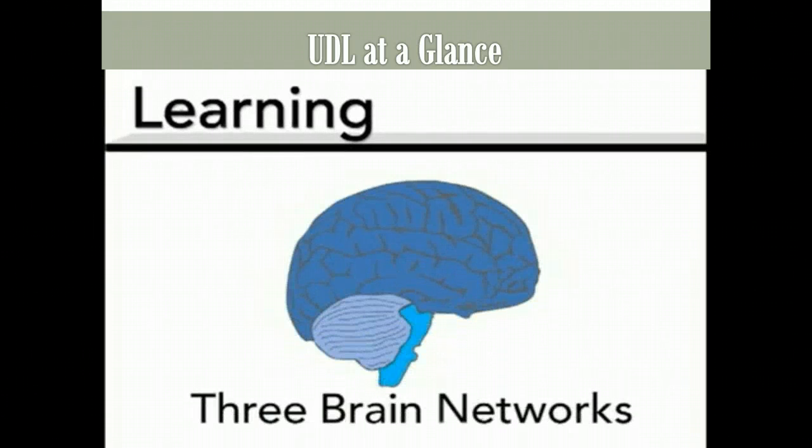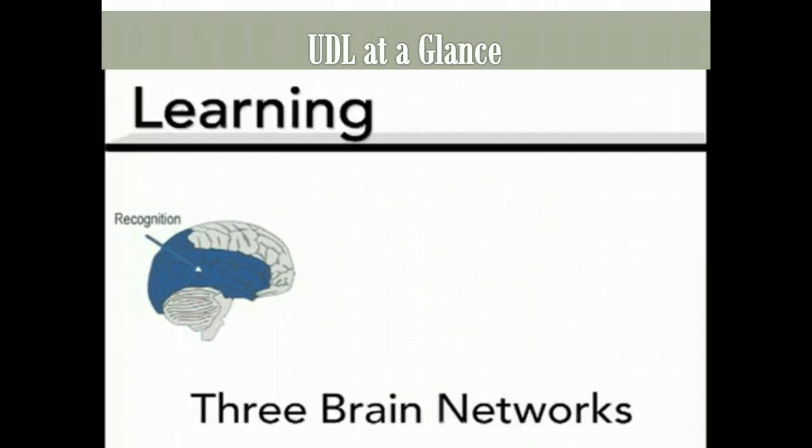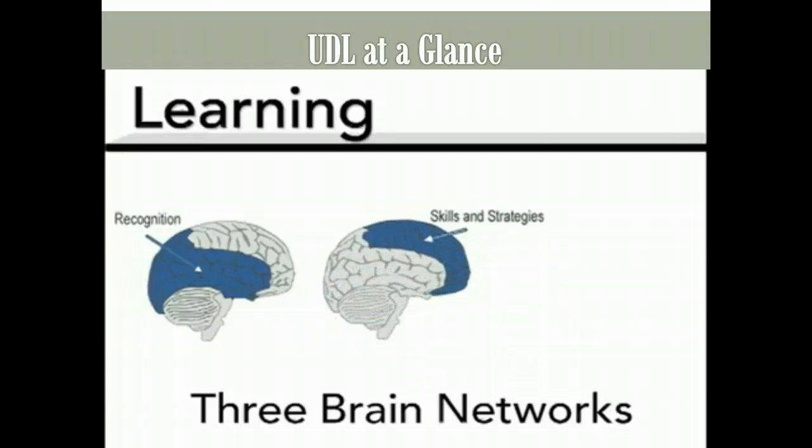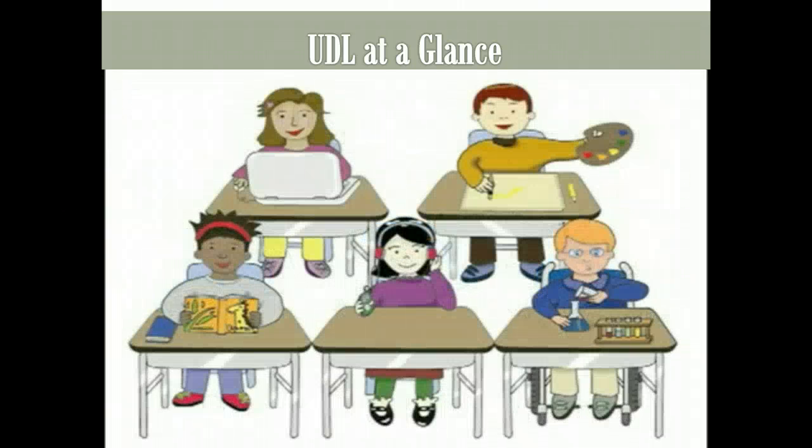Now let's think about the word learning. Learning is not one thing. Neuroscience tells us that our brains have three broad networks. One for recognition, the what of learning, one for skills and strategies, the how of learning, and one for caring and prioritizing, the why of learning. Students need to gain knowledge, skills, and enthusiasm for learning, and a curriculum needs to help them do all three. But every learner is unique, and one size does not fit all. So how do we make a curriculum that challenges and engages diverse learners?